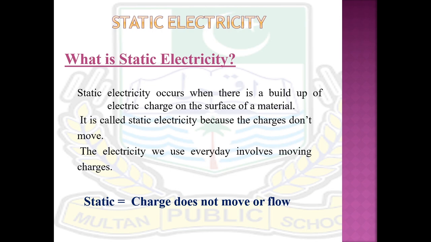What is static electricity? Static electricity occurs when there is a build-up of electric charge on the surface of a material, and it is called static electricity because the charges don't move. The electricity we use every day involves moving charges. So, static means charge does not move or flow.